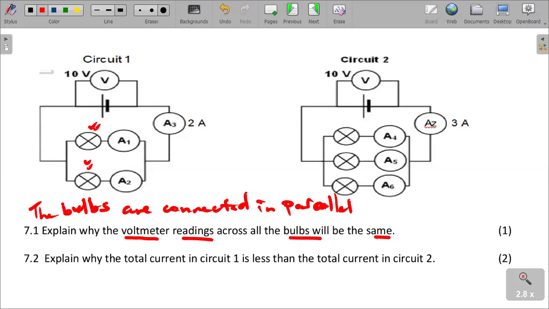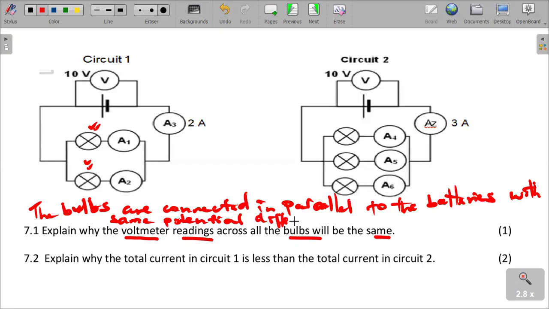They are connected in parallel to the batteries with the same potential difference. The batteries with the same potential difference.